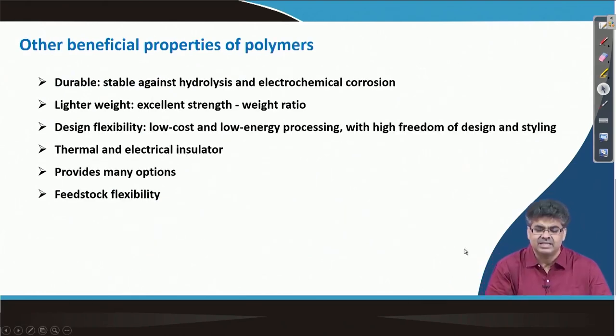So, basically other beneficial properties of the polymers are that they are durable. You know, polymers are made of mainly carbon, hydrogen, organic materials, so carbon, hydrogen and oxygen. So, the regular plastics or polymers which we use are mostly hydrophobic in nature. As a result, they are resistant to hydrolysis, and they are stable, and also stable against electrochemical corrosion.